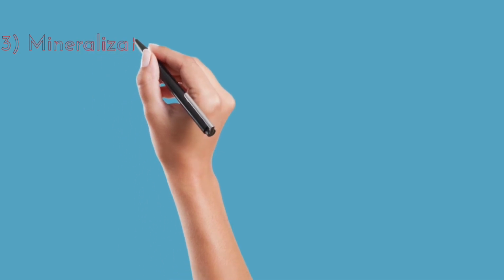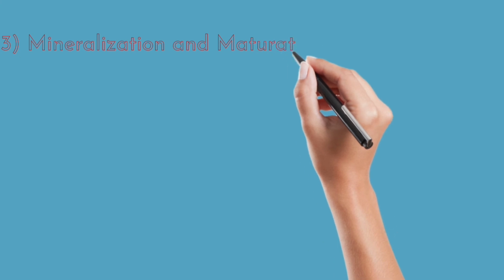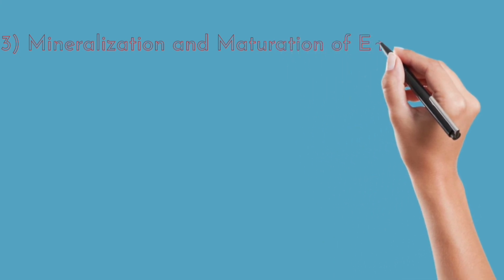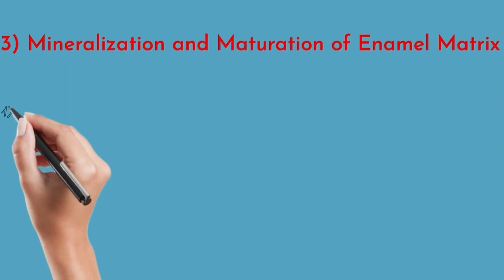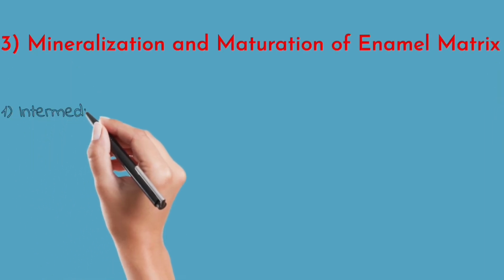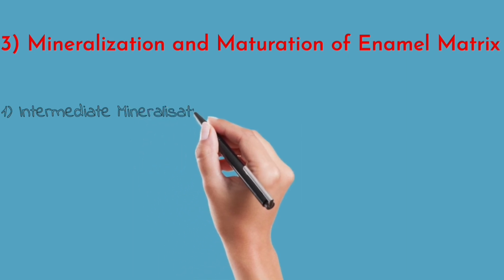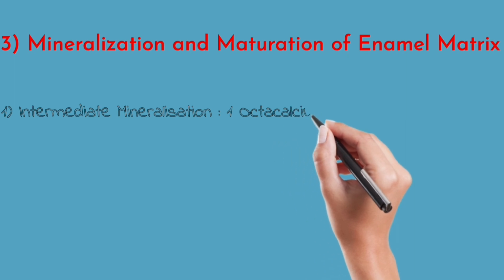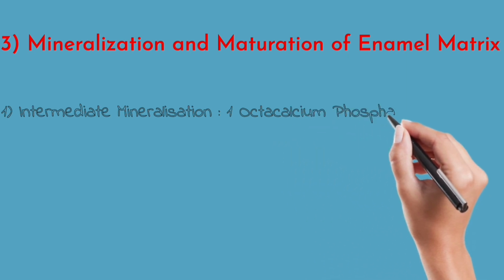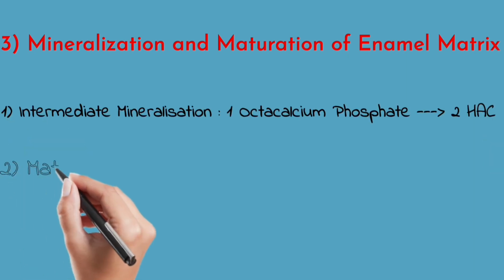Next, moving to our last subtopic in today's lecture, that is mineralization and maturation of enamel matrix. This occurs in 2 parts. First is immediate partial mineralization. So what is that? In immediate partial mineralization, one octacalcium phosphate crystal gives rise to two hydroxyapatite crystals.